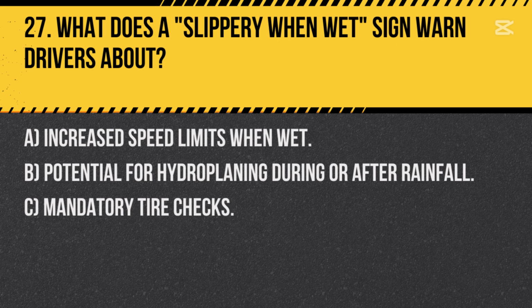A. Increased speed limits when wet. B. Potential for hydroplaning during or after rainfall. C. Mandatory tire checks. Answer B. Potential for hydroplaning during or after rainfall. This sign alerts drivers to road conditions that could cause vehicles to slide or skid under wet conditions.